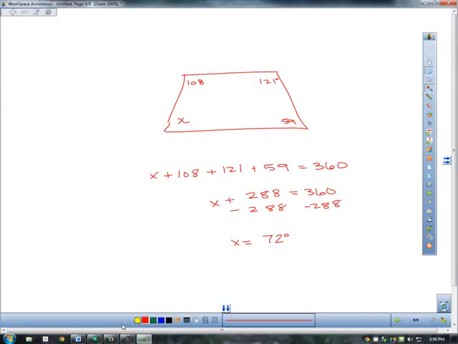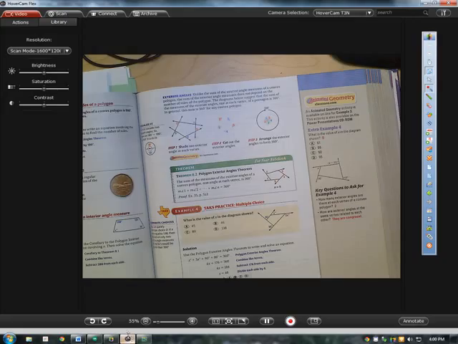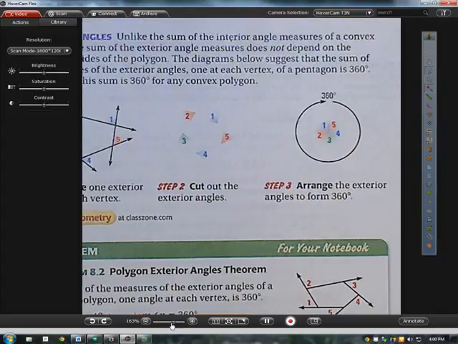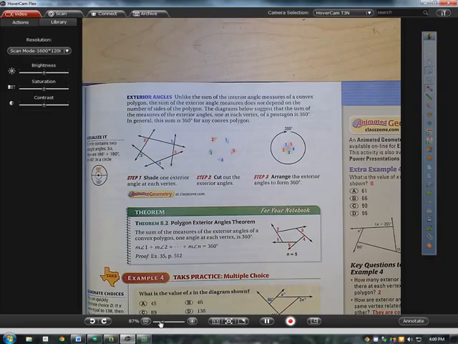Okay? I'm going to switch to the hover cam for a second because I just want to show you one quick thing. On here, I wanted to show you the exterior angles, what that looks like. Let me get you in a little closer here. Okay, so see how if I continue a side of a polygon, I have an exterior angle? Well, Theorem 8.2 says if I add up all these angles, it's always, no matter what kind of polygon it is, going to equal 360 degrees.